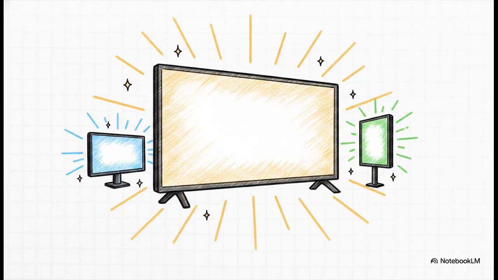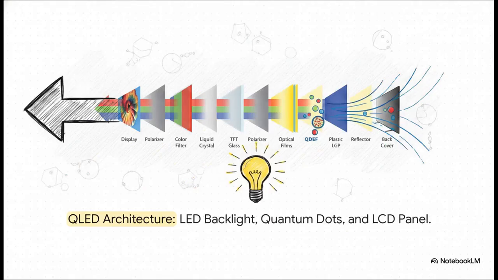All right, let's shift gears entirely and talk about the tech that's dominating large-scale, ultra-bright environments. Think massive living room TVs, high-end gaming monitors, or those blindingly bright outdoor digital signs. For those, we need QLED. This is a massive architectural shift.